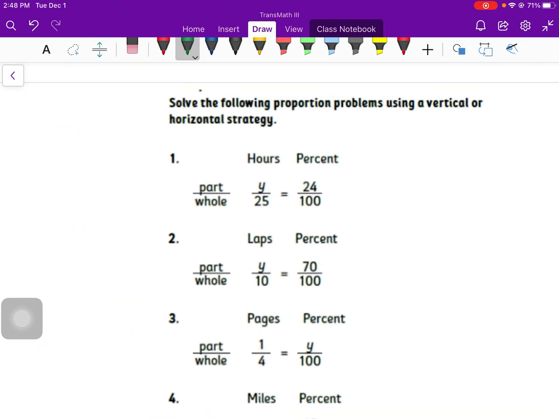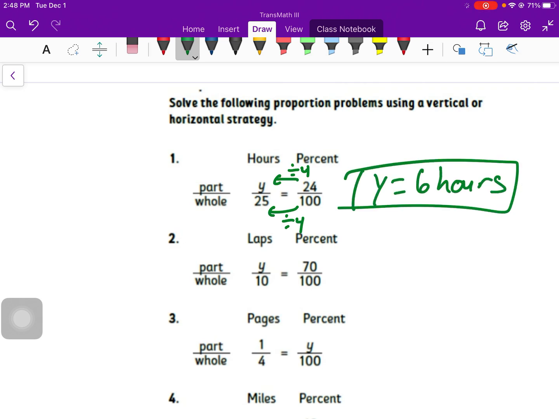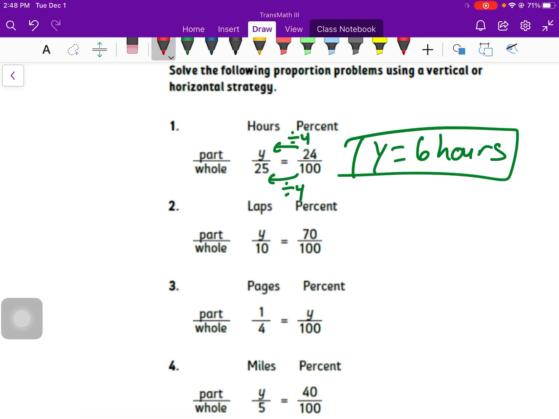So number 1, what I'm going to do is I'm going to divide by 4 going from right to left. 24 divided by 4 is going to be 6. We need the label of hours. Number 2, I'm going to divide by 10 going from right to left to get Y is equal to 7 laps.